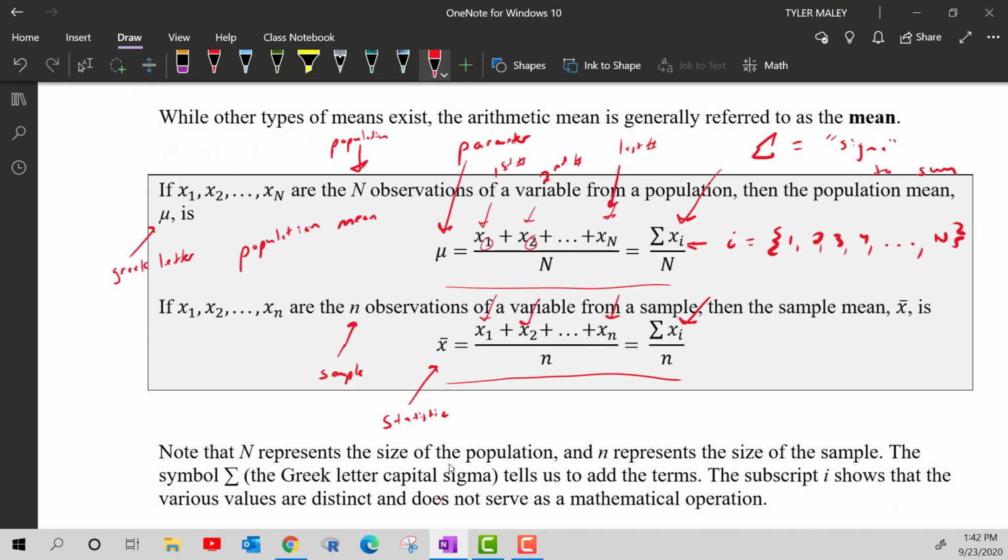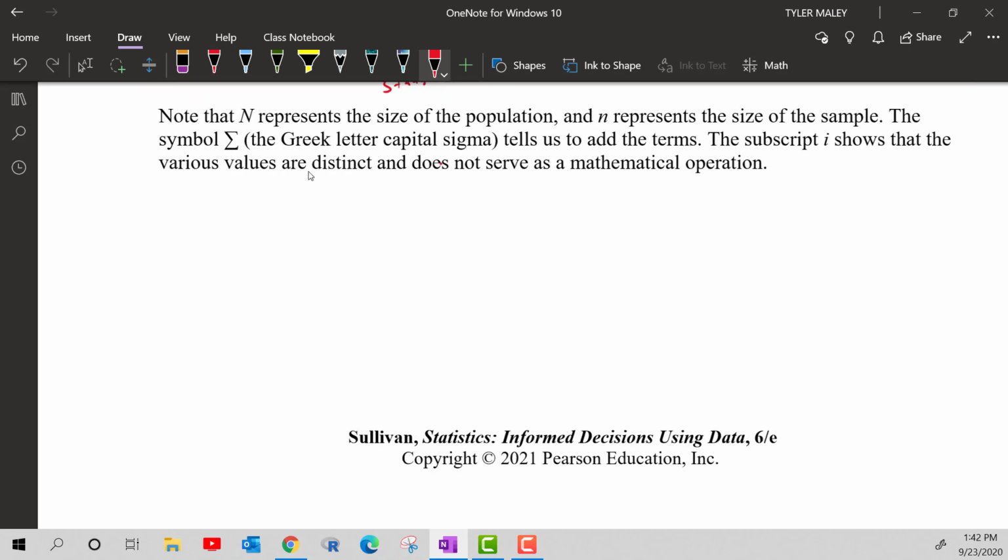Here's just a few notes that I already mentioned. Just to reiterate, the capital N is going to represent the size of the population, where little n represents the size of the sample. The symbol sigma, the Greek capital sigma, tells us to add the terms, and the subscript i shows that the various values are distinct and does not serve as a mathematical operation. So distinct, meaning these are different objects, not even necessarily unique values.